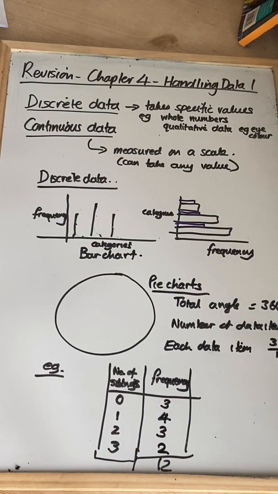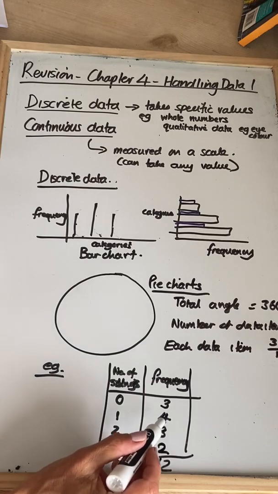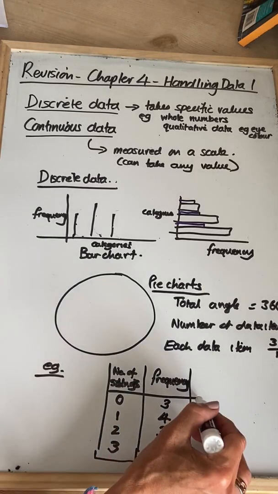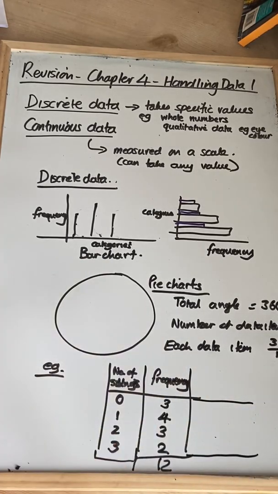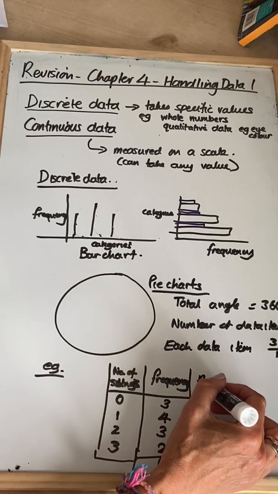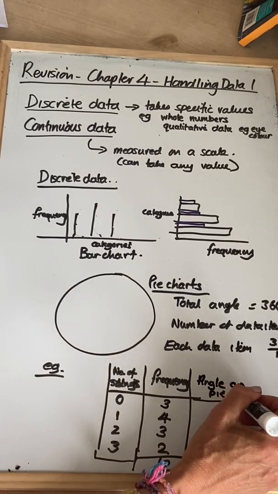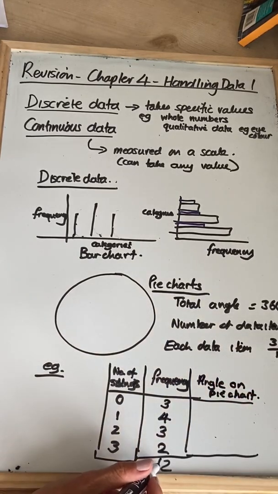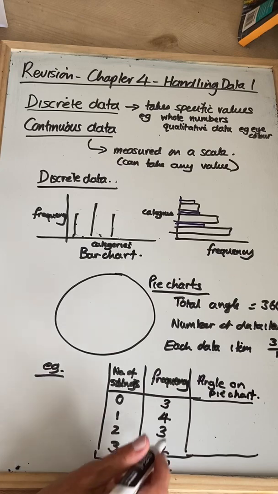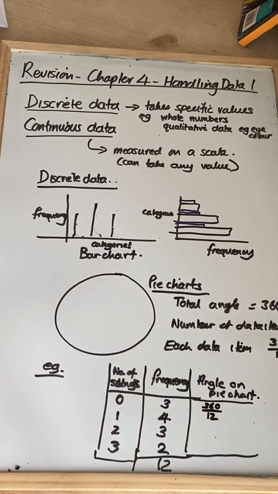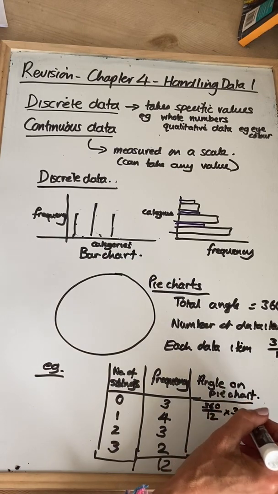Okay, so we've got 3, 7, 10, 12 children altogether in this group that we're looking at. So now we want to look at the angle that they represent on the pie chart. So here you would say, right, in total we've got 12 children. So each child gets 1/12 of 360 degrees. So that's going to be 30 degrees, isn't it, each? And here we've got 3.